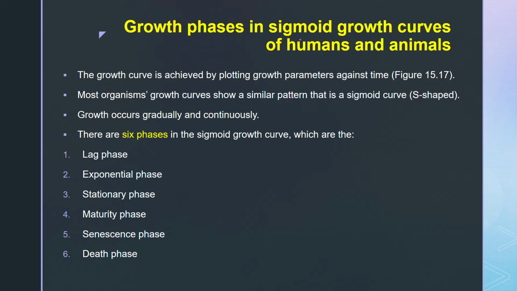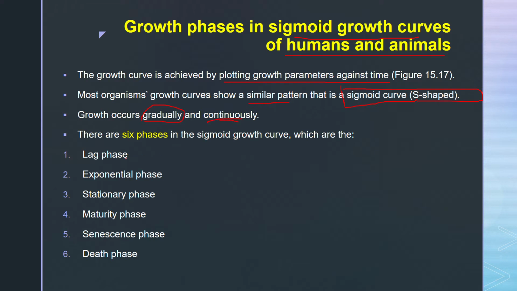Okay, growth phases in sigmoid growth curves in humans and also animals. A growth curve is achieved by plotting growth parameters against time. We are going to look at the picture next. Most organisms' growth curves show a similar pattern, and that is called the sigmoid curve, the S-shaped curve. Okay, and growth occurs gradually, perlahan-lahan, and also continuously.